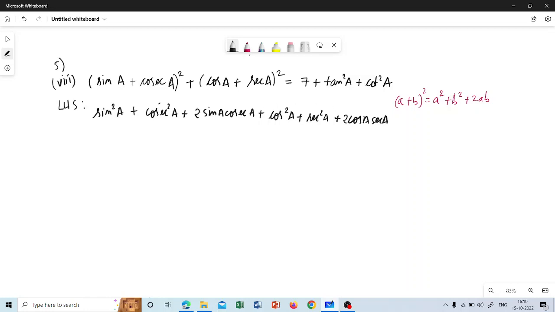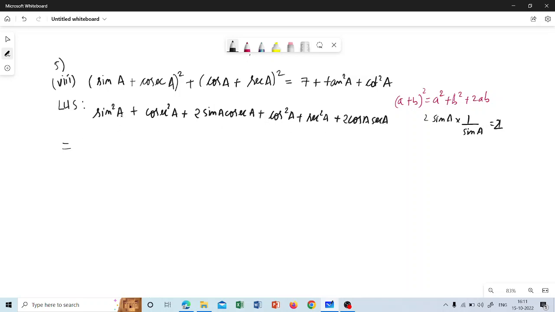So now I have a reason why I directly expanded without writing in terms of sine or cos, because the terms already exist. Now if I try to simplify it, you may know that sine a into cosec a is nothing but 1, since cosec of a is 1 by sine a. So 2 into this one will be equal to 2. Similarly, cos a into sec a is also 1.